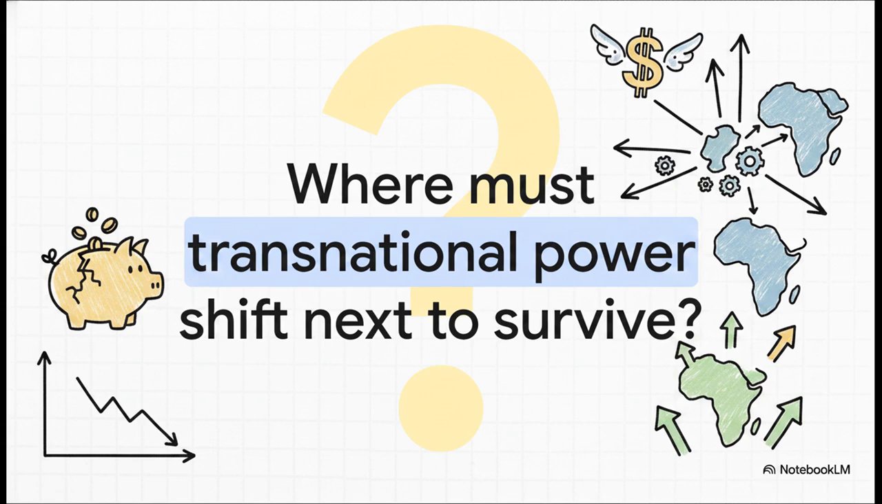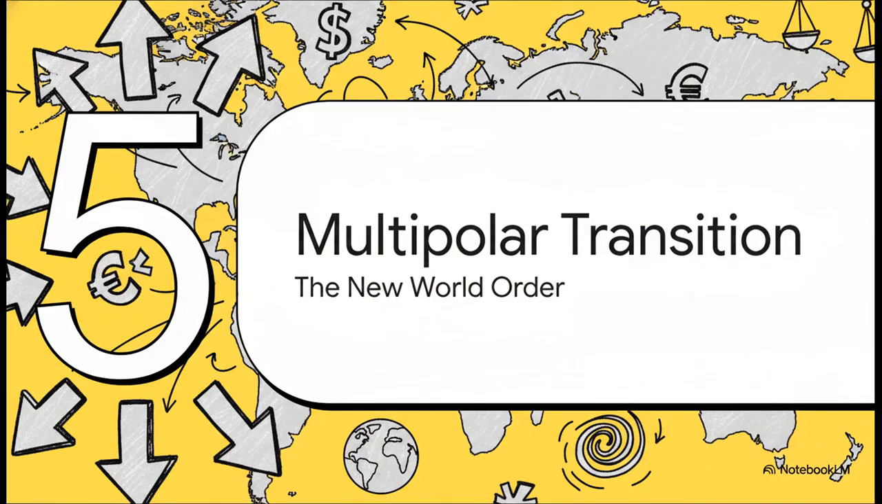If the current debt-based system has extracted maximum wealth from Western populations, literally to the point where growth is stagnating and the host is tapped out, where does transnational capital go next to survive and find new growth? Where does it go? Section 5, the multipolar world transition. This is the highly contested shift we are living through right now.